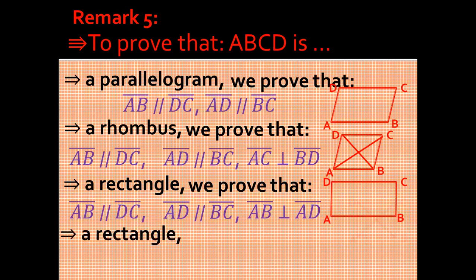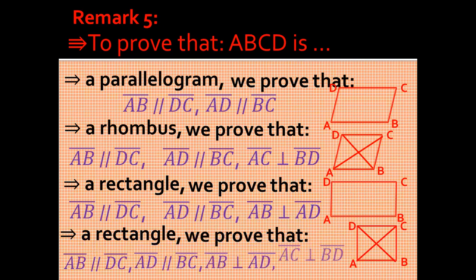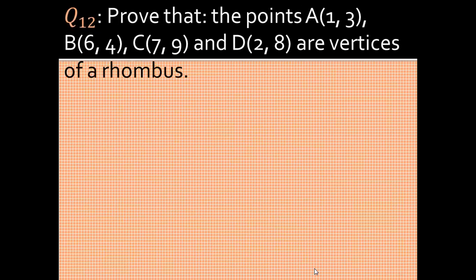To prove that the shape is a square, each two opposite sides are parallel, and four angles are right. If we prove that AB is perpendicular to AD, it means four angles are right. And the two diagonals in the square are perpendicular, and we must prove that they are equal in length.